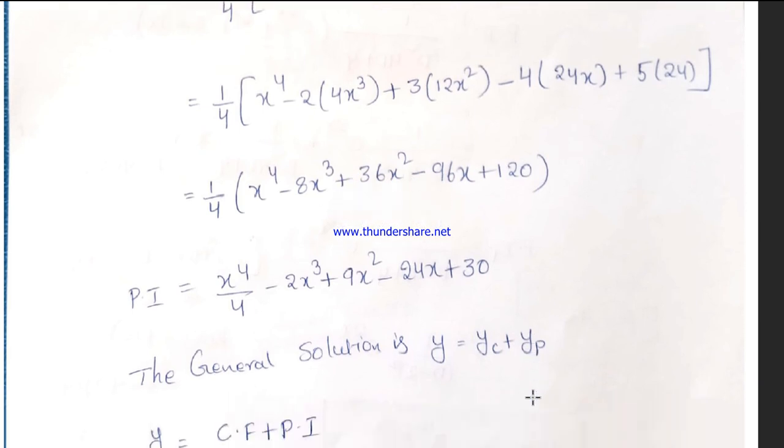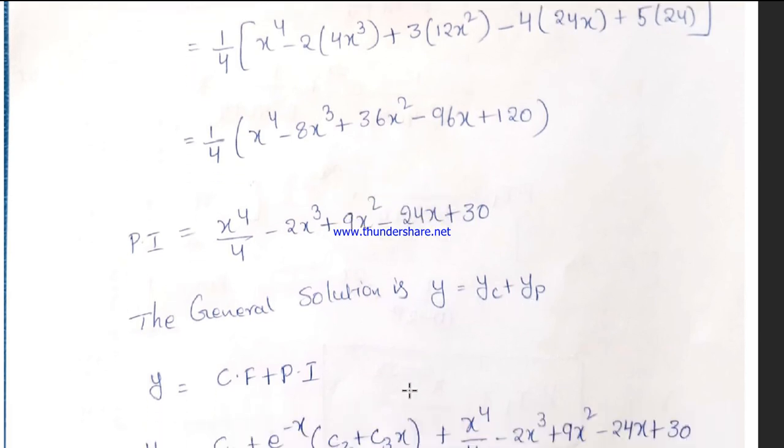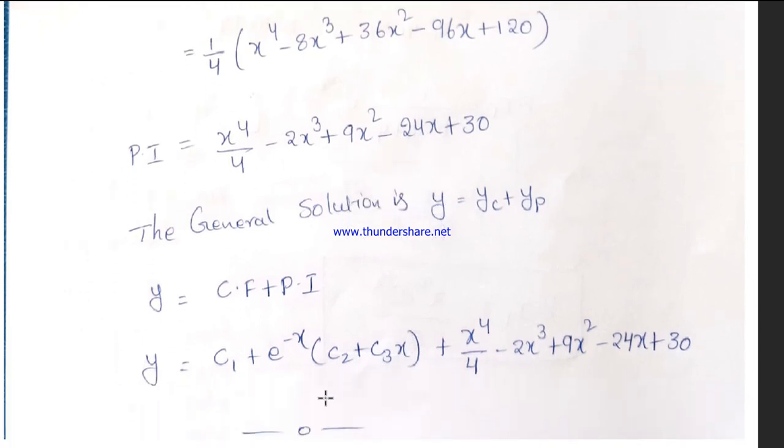So the general solution is y is equal to complementary function plus particular integral, that is also written as yc plus yp. So y is equal to complementary function, c1 plus e power minus x into c2 plus c3x, plus particular integral, x power 4 by 4 minus 2x cube plus 9x square minus 24x plus 30. This is our required general solution for q of x is equal to x power k form.